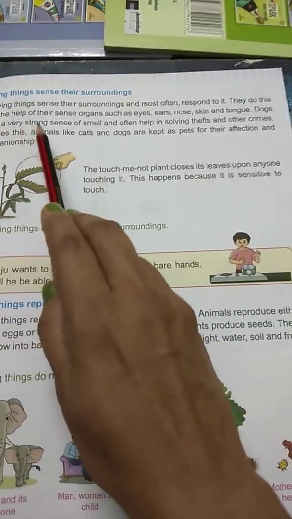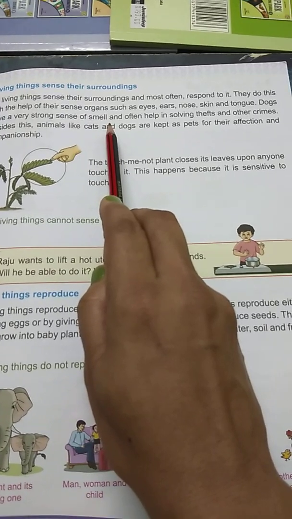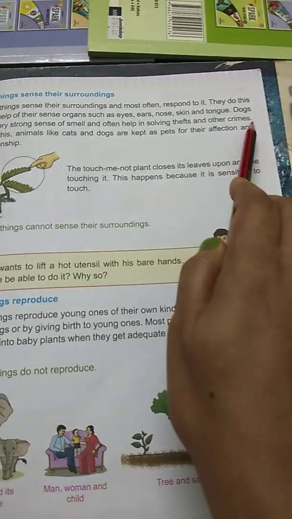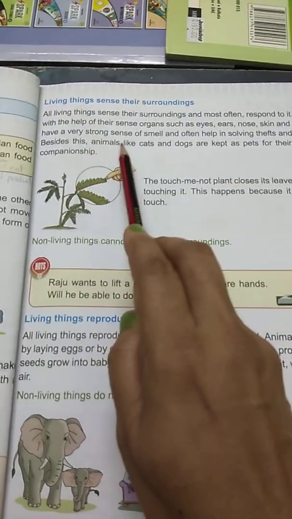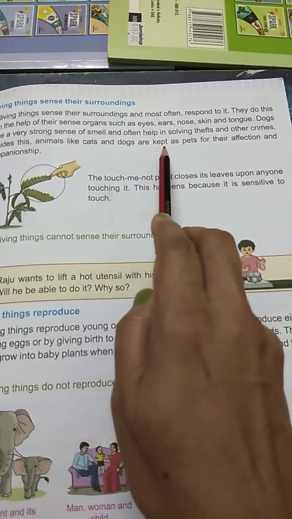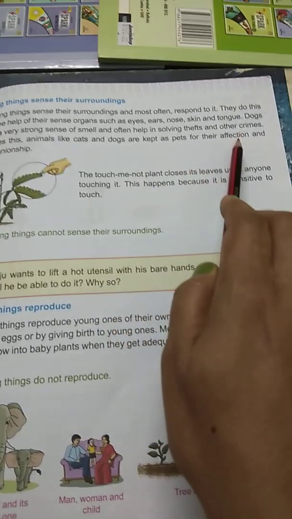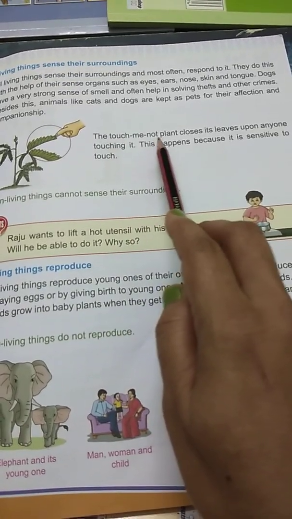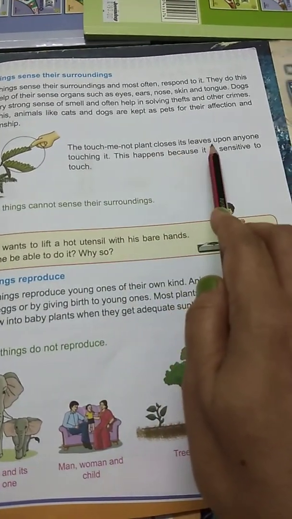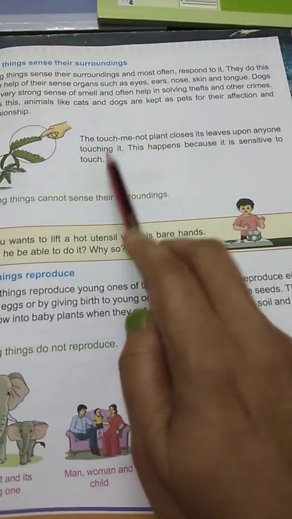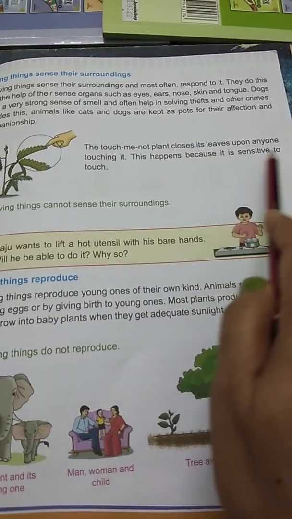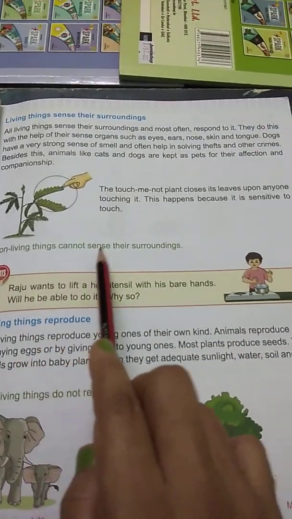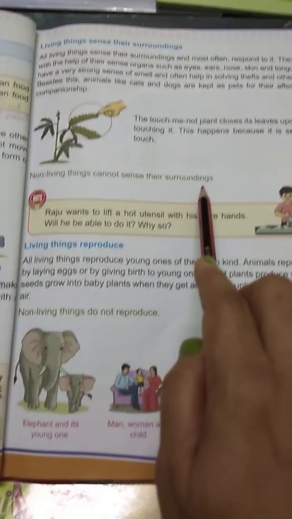Dogs have a very strong sense of smell and often help in solving thefts and other crimes. Besides this, animals like cats and dogs are kept as pets for their affection and companionship. Touch-me-not: a plant closes its leaves upon anyone touching it. This happens because it is sensitive to touch. Non-living things cannot sense their surroundings.